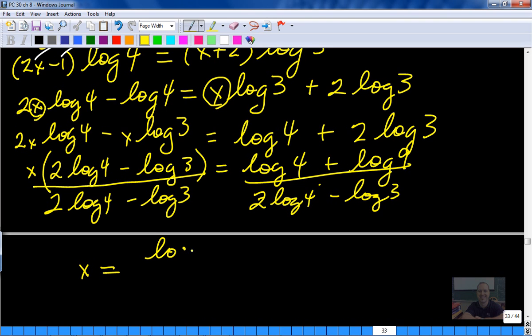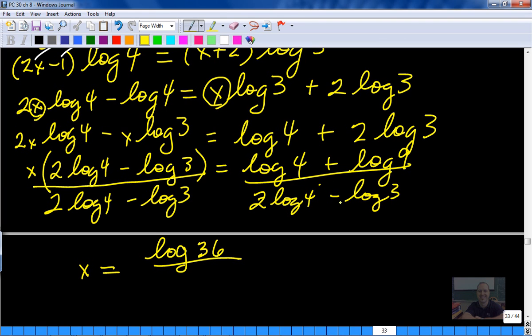So you can write this as a single logarithm here, actually, can't you? Right? Log of 4 plus log of 9. What's that written as a single logarithm? Remember your laws? What's that? Okay, so what is it? Log of 36. Very good.